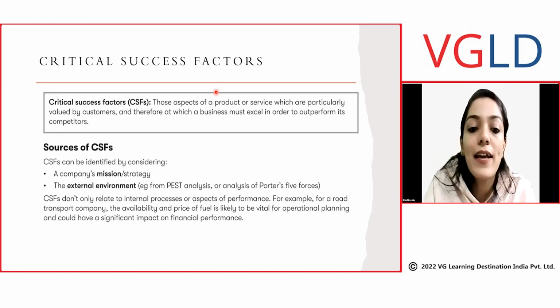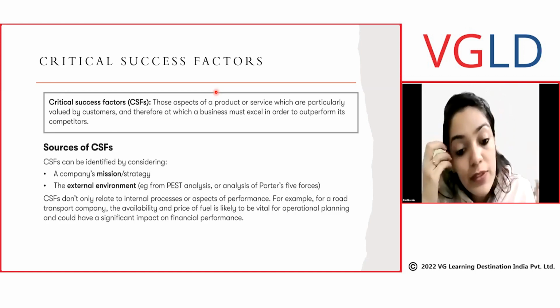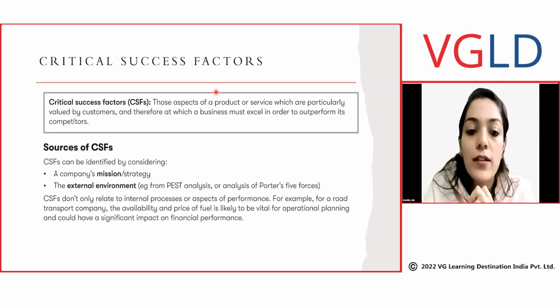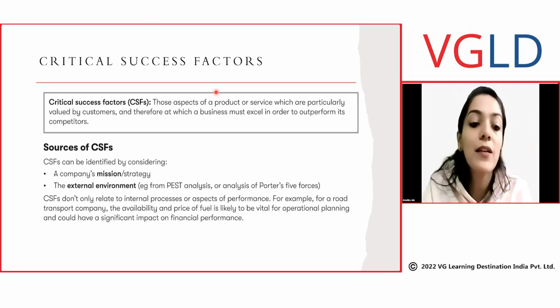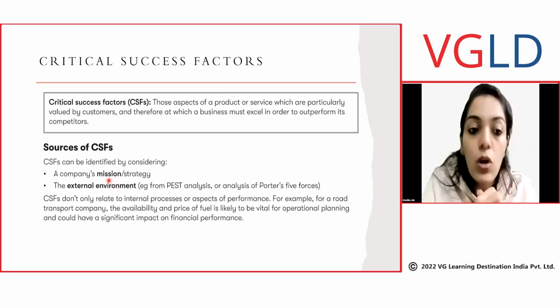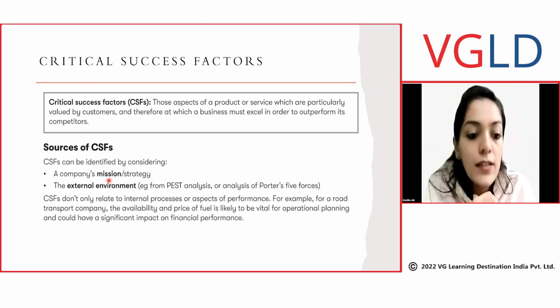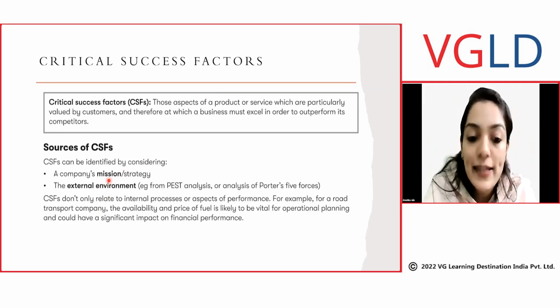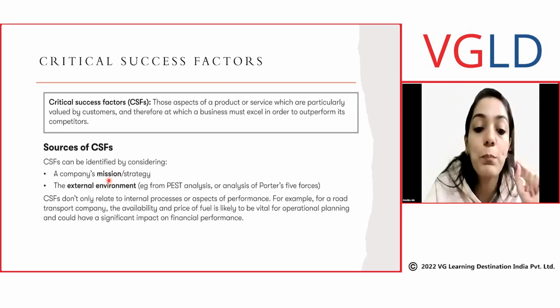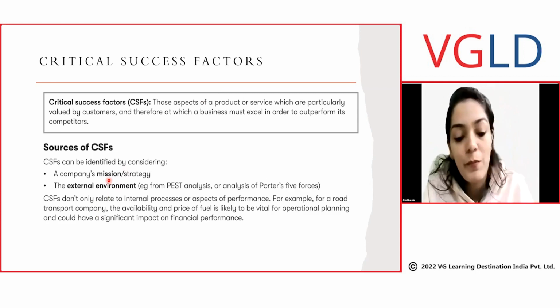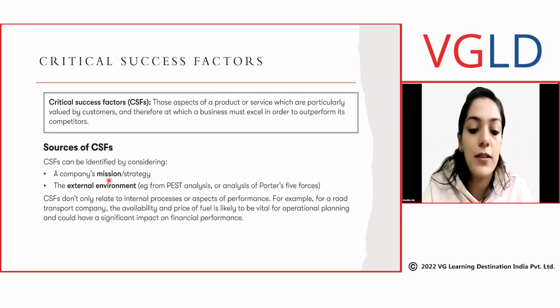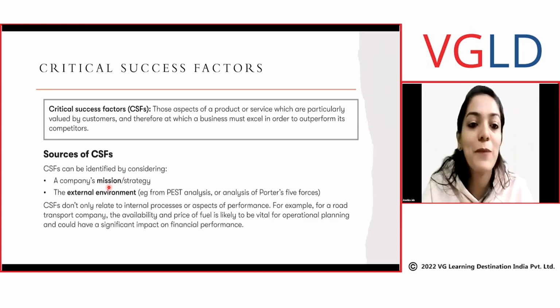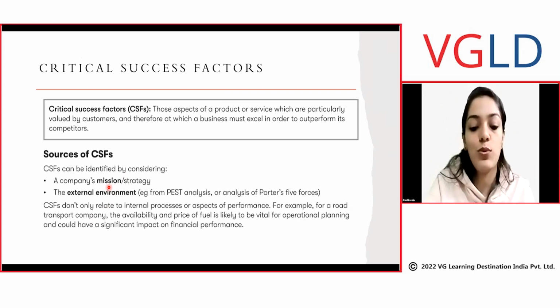Okay. Anyway, so now we have discussed a lot about the different critical success factors. I'm sure you all are conceptually clear what they are. Now let's see the sources of critical success factors. CSFs can be identified by considering a company's mission or strategy. Now, which tells me, I'll try to look up, give me one moment. Do we have Uber's vision statement on their website?